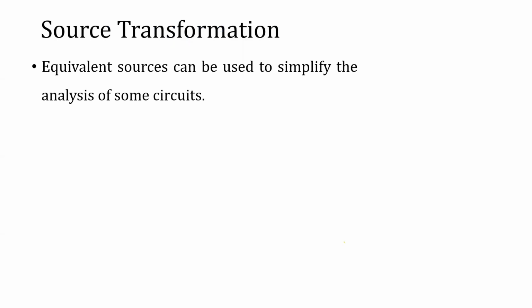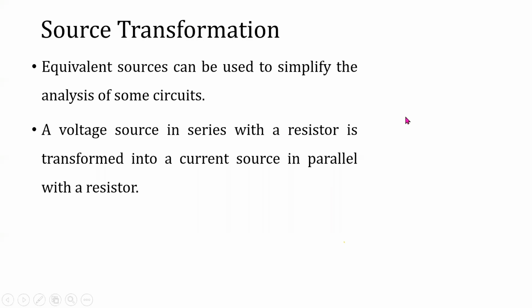So, what is source transformation? Simple. Equivalent sources can be used to simplify the analysis of some circuits. Voltage source in series with resistor. Is this voltage source? Because of the circle, it is an independent source in series with resistor. We can call this as Vs. We can call this as Rs.